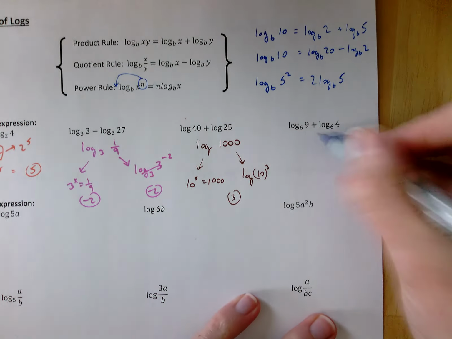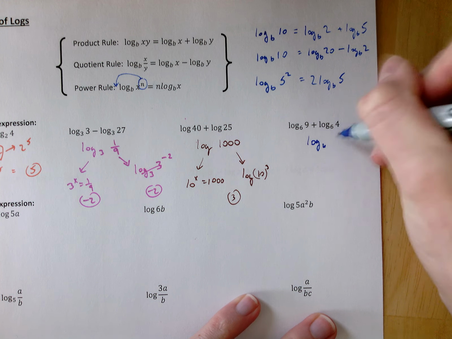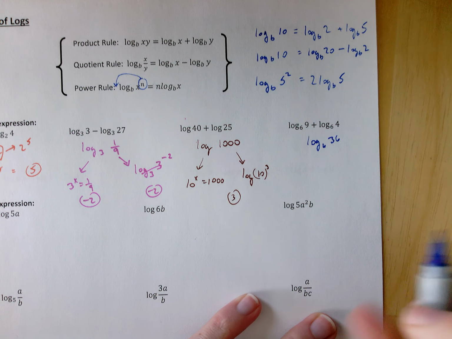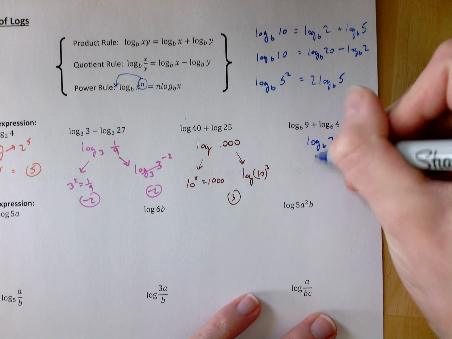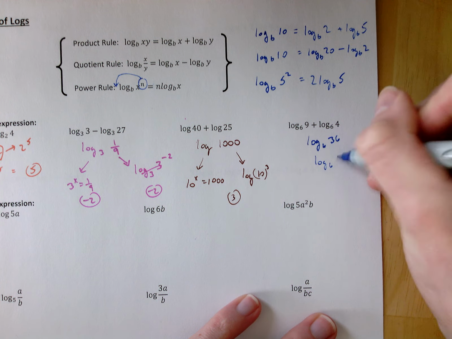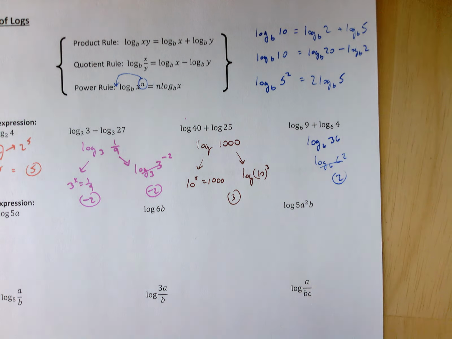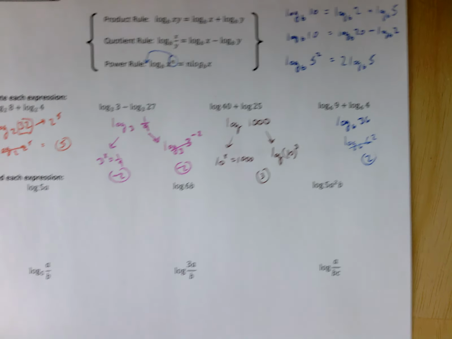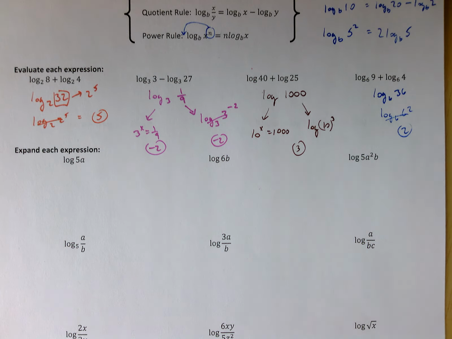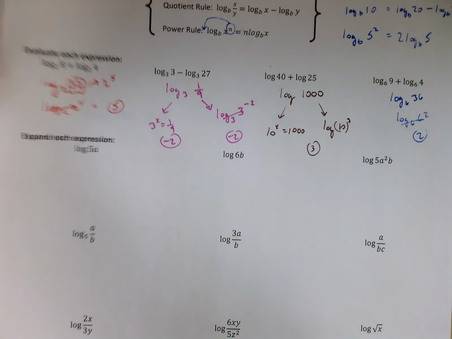Okay, this guy right here, we're adding. So this is the same as log base 6 of 36, right? And since 36 is 6 squared, that's just 2. And again, you could simplify it the other way by converting if you wanted to. All right, so that's a way that we can use these rules to evaluate.